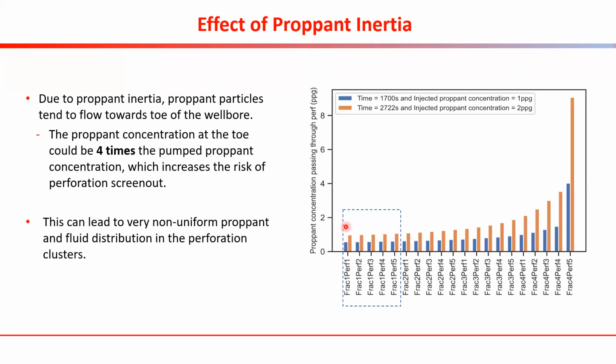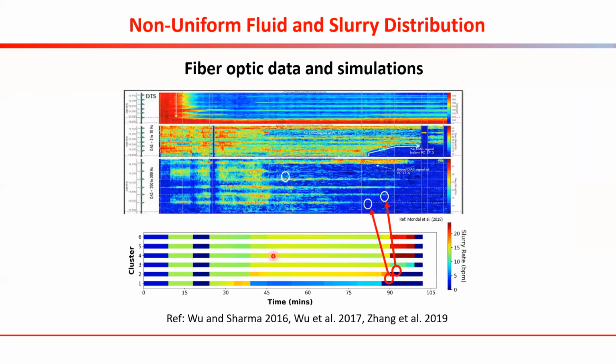So here's an example of the proppant concentration passing through the perforations. It could be quite low, 1.5 down here, but it could be much higher, around 4 towards the toe of the well. So the concentration near the toe could be quite a bit larger than what you're pumping as a result of the inertia of the proppant particles. And this has been accounted for in the simulations that you'll see.